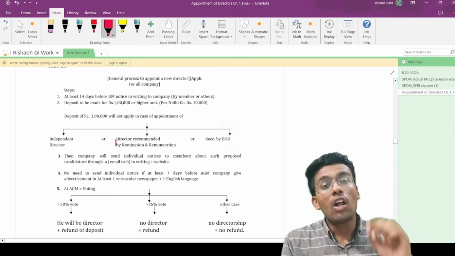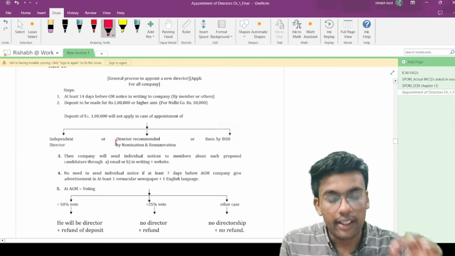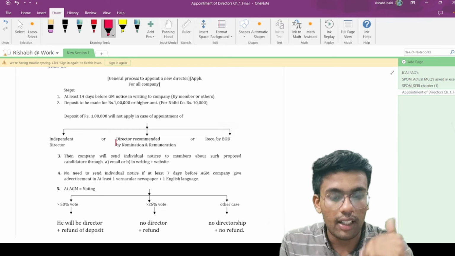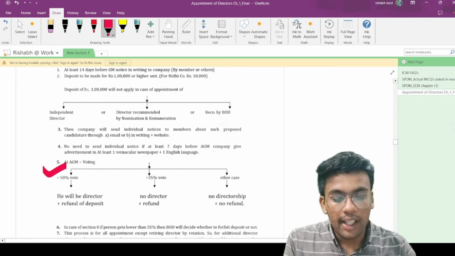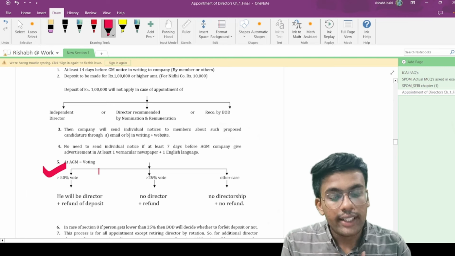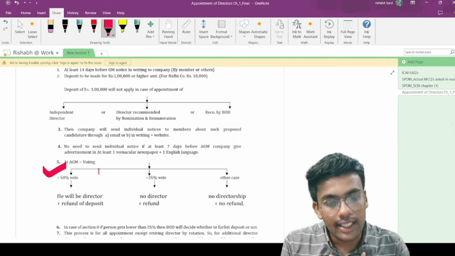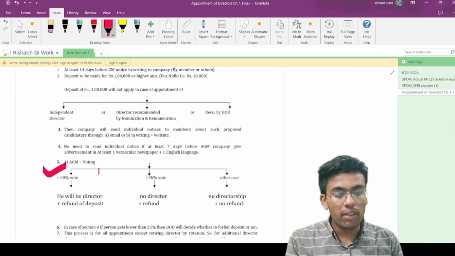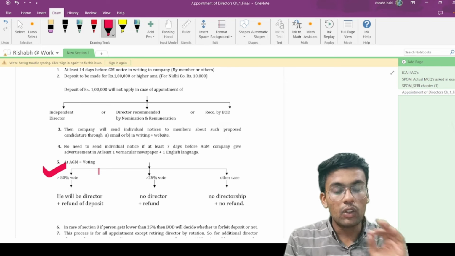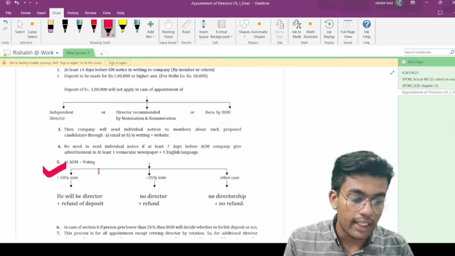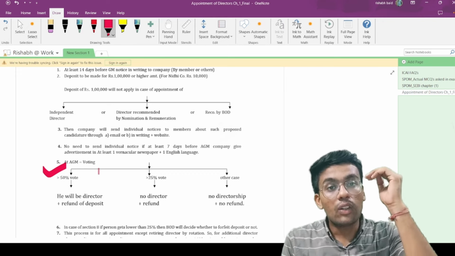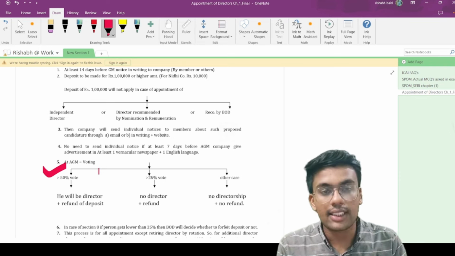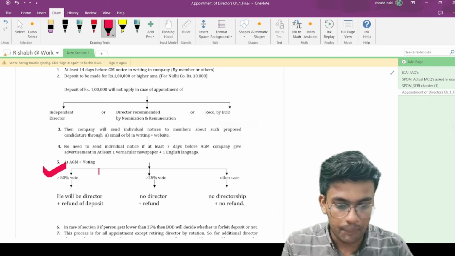Now, what if I am not appointed as a director? What will happen in that case? We will understand this in this particular chart. Let's say I get more than 50% of votes, then I will be considered as a director. Apart from that, the deposit of the entire 1 lakh would be refunded to me. If I get more than 25%, I will not be a director, but the refund would be granted. But in case the number of votes that I get is less than 25%, then I will not be considered as a director, and my deposit will also be forfeited by the company.